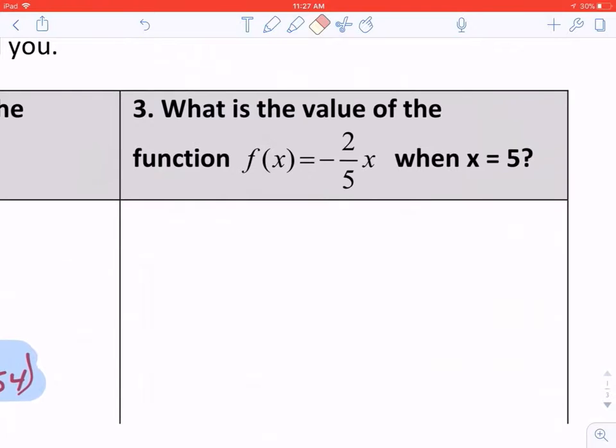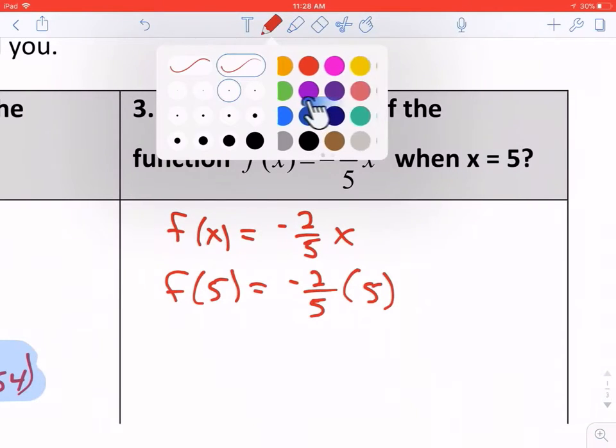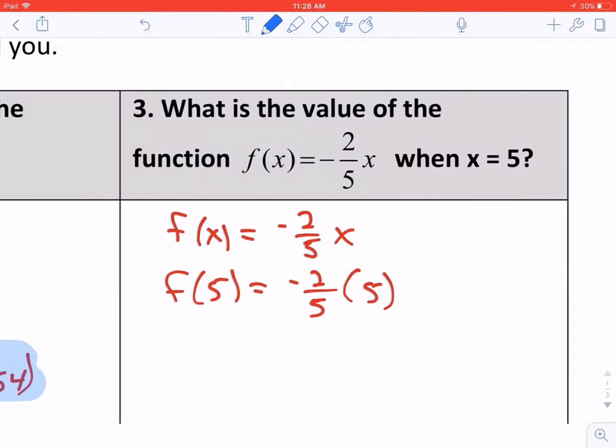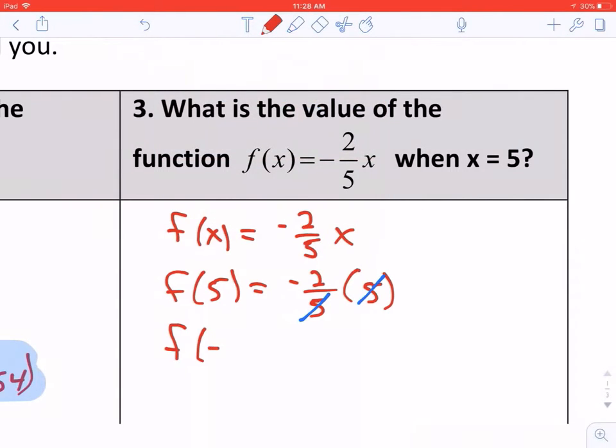Third example. What's the value of the function when x is 5? So we write the function out first. Now I'm going to replace all the x's with a 5. When I do so, I use parentheses. Looking at this fraction, this is a negative 2 divided by 5, then I'm multiplying it by 5. We are dividing by 5 and we are multiplying by 5. 5 divided by 5 is 1. So that leaves us with f of 5 is negative 2.